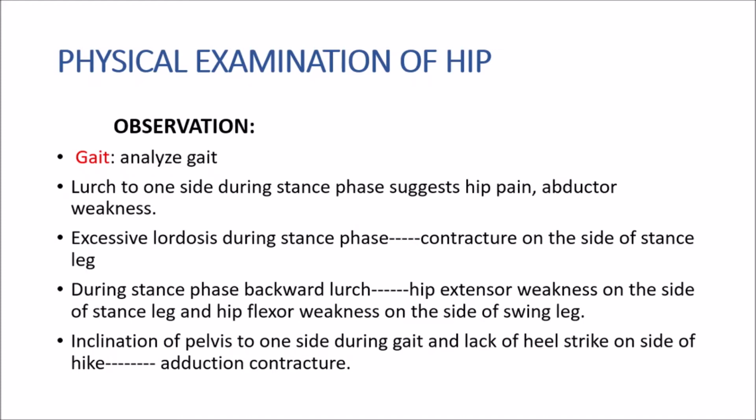Next is excessive lordosis during the stance phase, which may suggest a contracture on the side of the stance leg. There may also be a backward lurch during the stance phase, which may suggest hip extensor weakness on the side of the stance leg and hip flexor weakness on the side of the swing leg. Another finding is inclination of the pelvis to one side during gait and heel strike on the side of the hip. This may result from an adduction contracture.